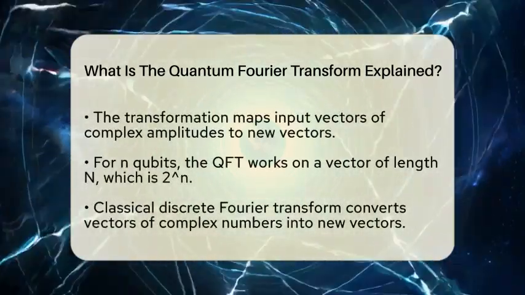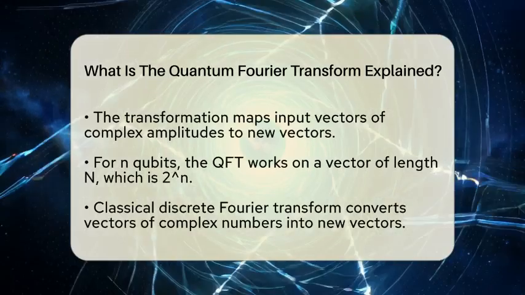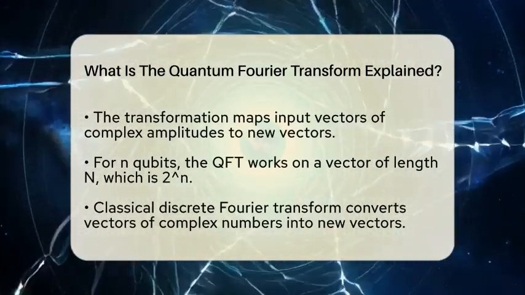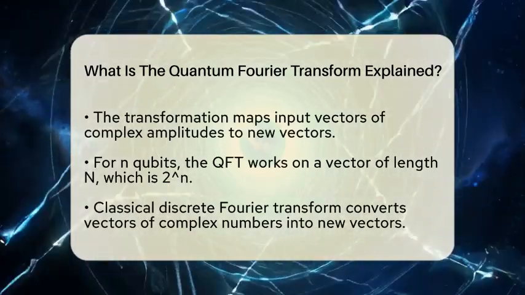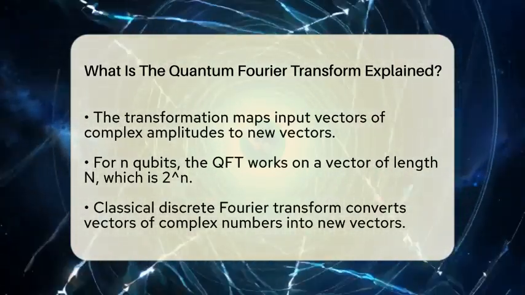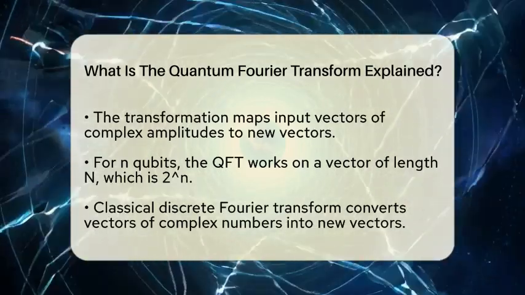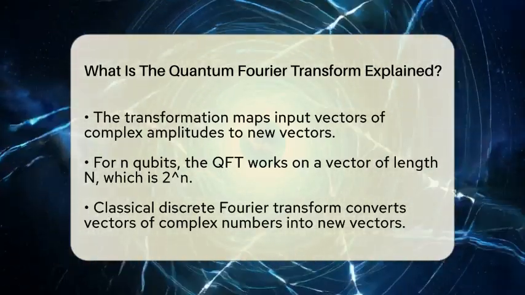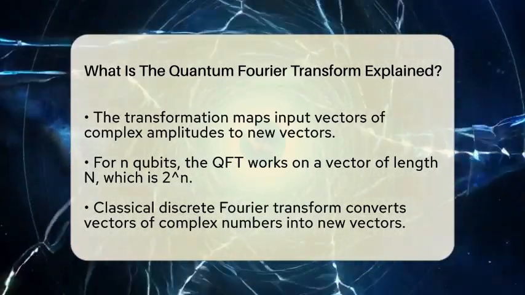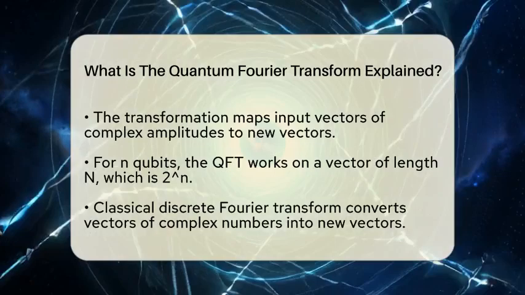Now, let's compare this to classical computing. The classical discrete Fourier transform converts a vector of complex numbers into another vector. Each element in this new vector is a weighted sum of the original elements multiplied by complex roots of unity. The quantum Fourier transform does this directly on the quantum state. It uses quantum gates to perform the operation much more efficiently.